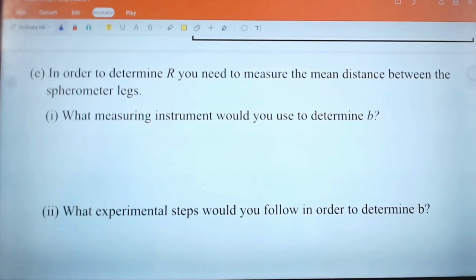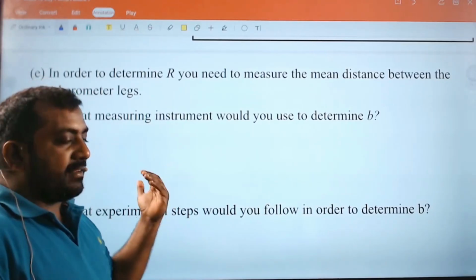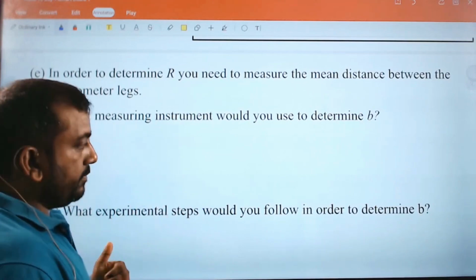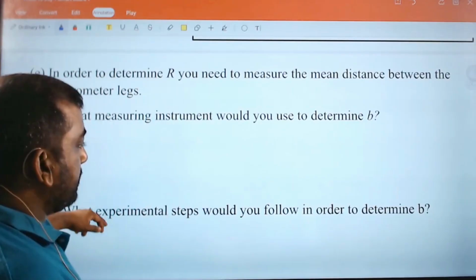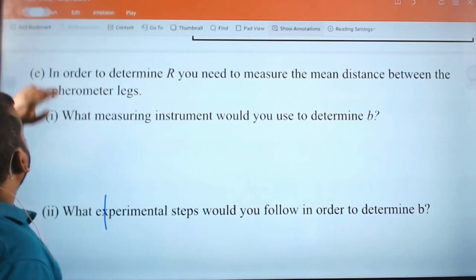In some cases they have given answers of vernier caliper as well. Normally meter ruler. What experimental steps should you follow in order to find B?